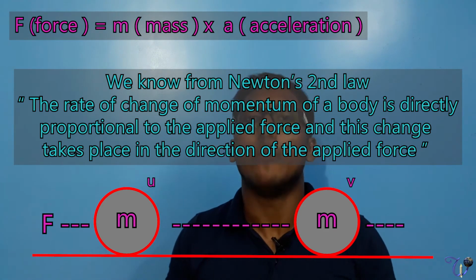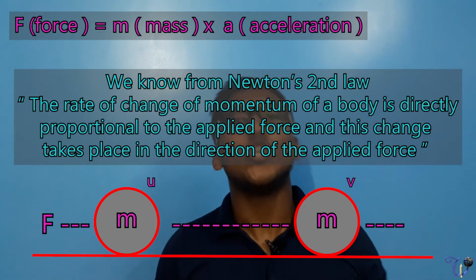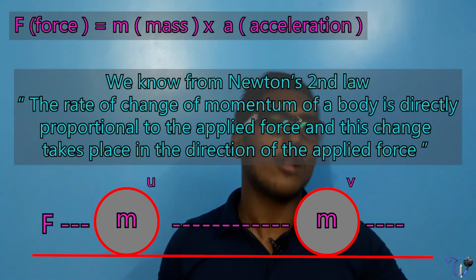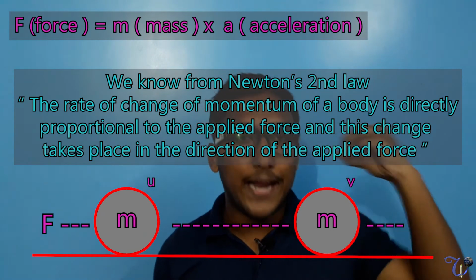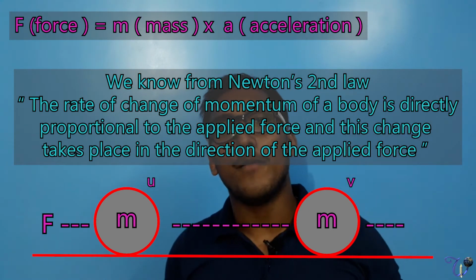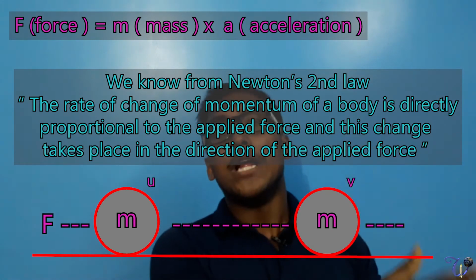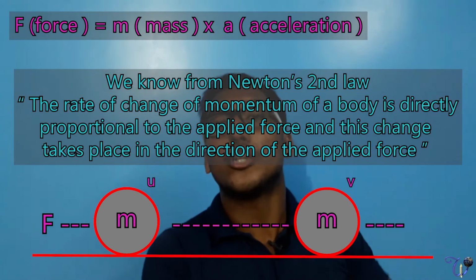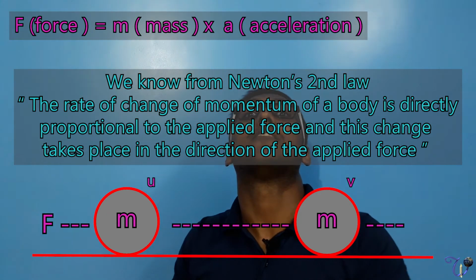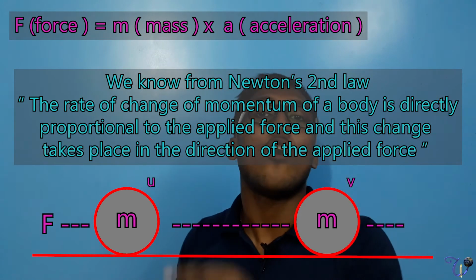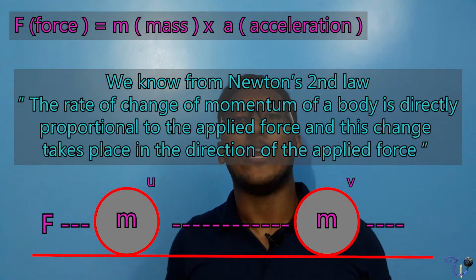You understand? I'm repeating again. The rate of change of the momentum, or the rate of change of the linear momentum, is directly proportional to the applied force, and the change takes place in the direction of the applied force.